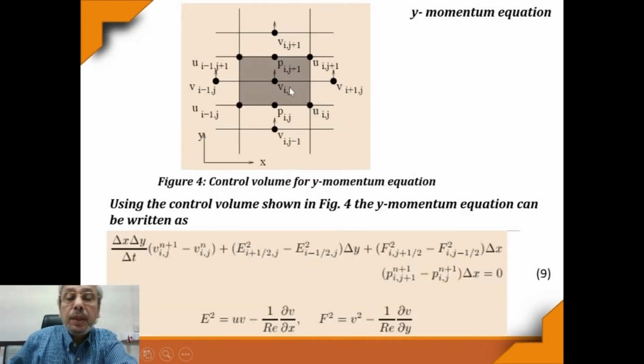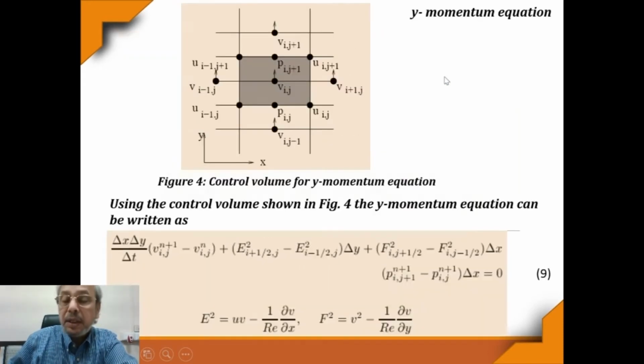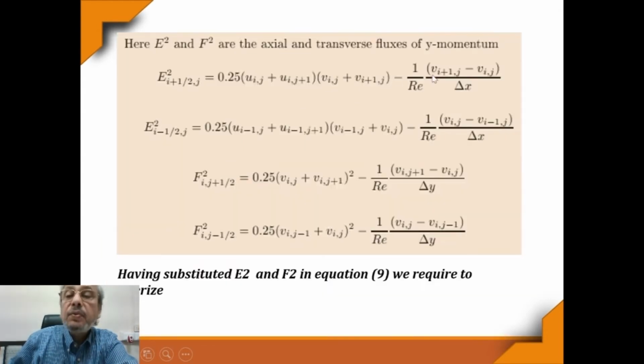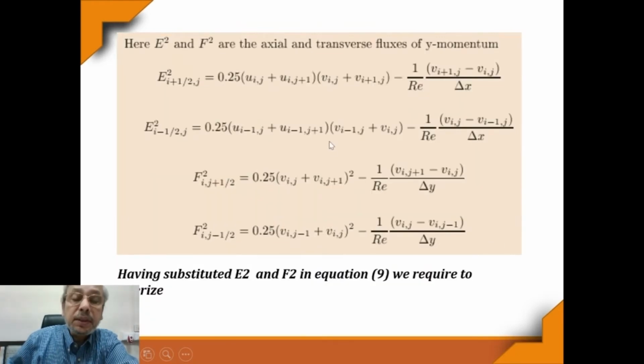Then we have 1 by Re del V del X. So this is 1 by Re, V del V del X, here is Vi plus 1j minus Vij by delta X. So similarly, this E2 quantity has to be found out the way we have done here. So I'm not repeating that, it is straightforward.